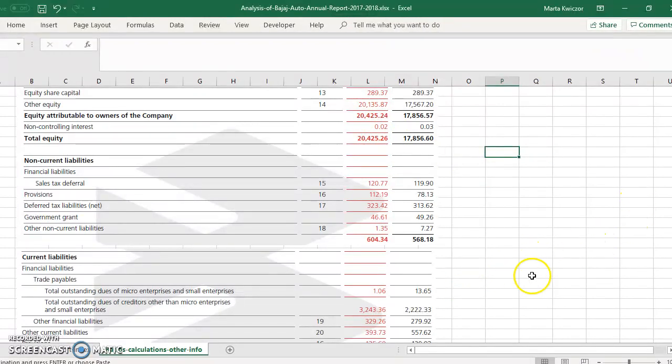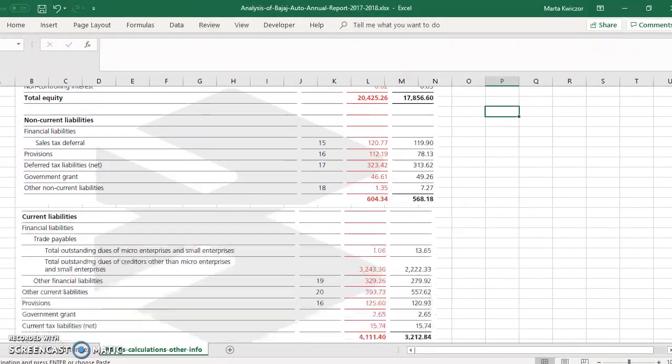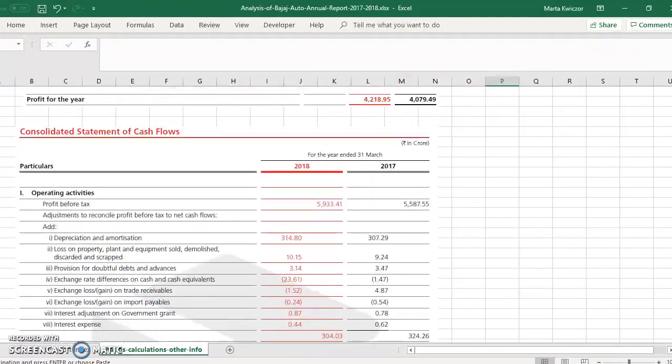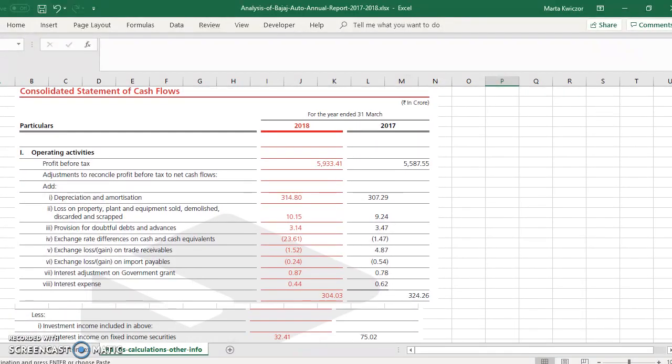Okay, now let's move on and look at the next statement, that is the cash flow statement. We looked at the balance sheet, we looked at the income statement, now cash flow. In the cash flow, there are three categories: operating activities, investing activities, and financing activities. Operating activities means how much cash they generated from their main operations. That means whatever cash they got by selling the motor vehicles, and whatever cash they had to spend on all their expenses. What is left is the cash they generated from operations.